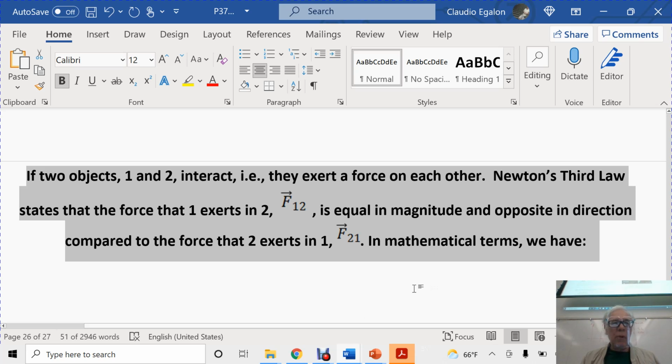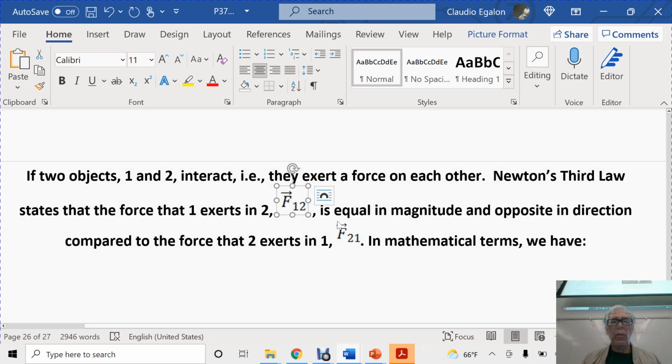In every problem you will have to identify whether you have to apply Newton's third law or not, especially if you have two objects interacting with one another. If two objects 1 and 2 interact with one another, they exert forces on each other. Newton's third law of motion states that the force that 1 exerts on 2 is equal in magnitude and opposite in direction, compared to the force that 2 exerts on 1.